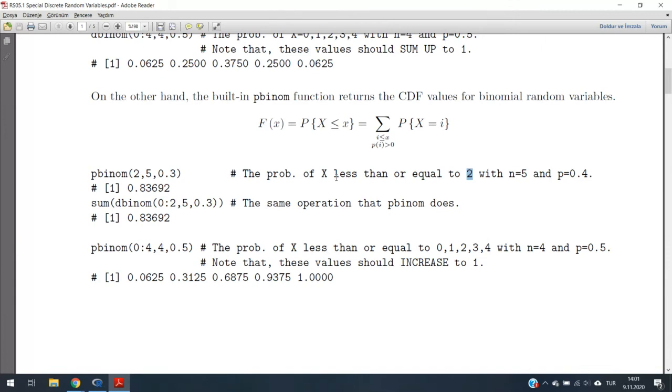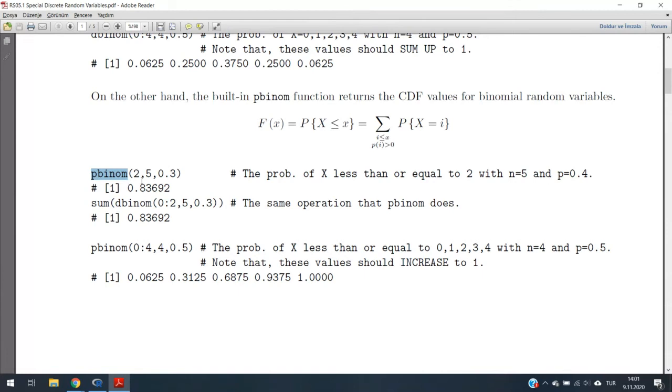Now that is the probability of capital X to be less than or equal to 2. The probability of at most 2 of them to be success. So this is basically the probability of our random variable to be less than or equal to 2, so at most equal to 2. Now, the cumulative probabilities for a binomial random variable are calculated with the pbinom function instead of dbinom.